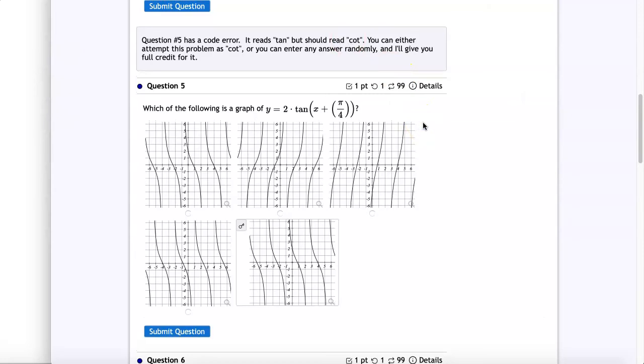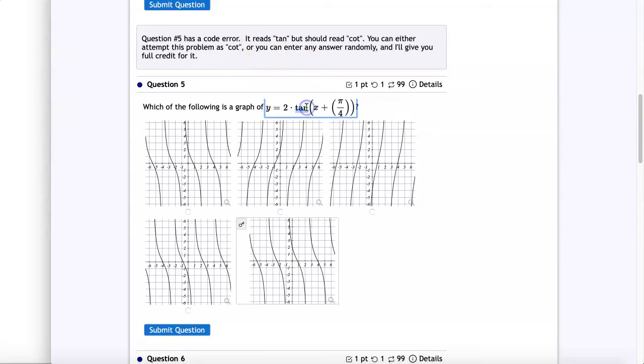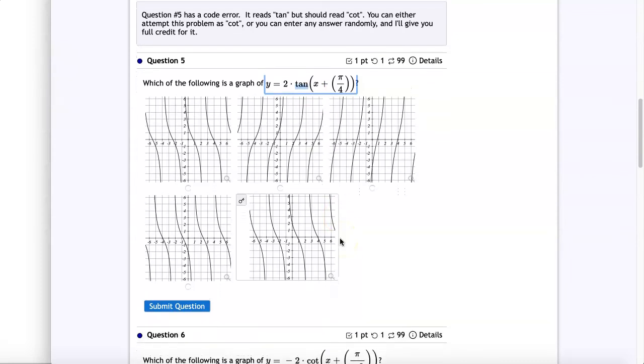See, now I get it correct because I pretended it said cotangent instead. So as long as you pretend that this says cotangent instead of tangent, you can answer this problem. But otherwise, I will give you full credit for whatever you answer. So if there is a problem with the code, I will always make that up to you. I will not penalize you if it's the code's fault and not your fault.